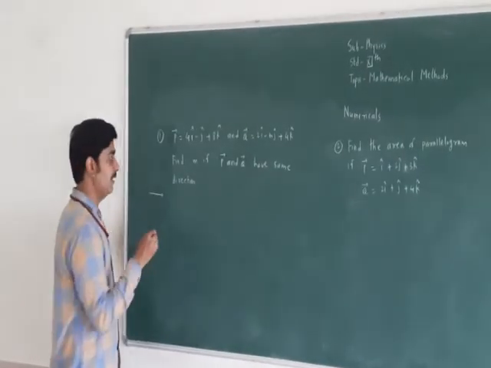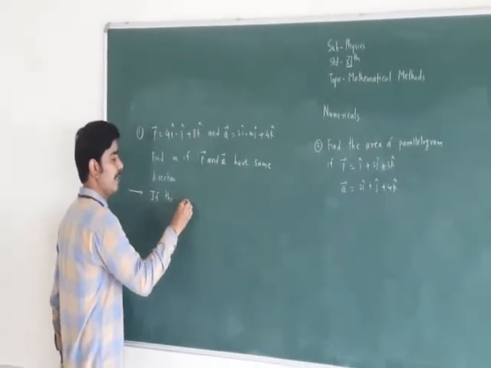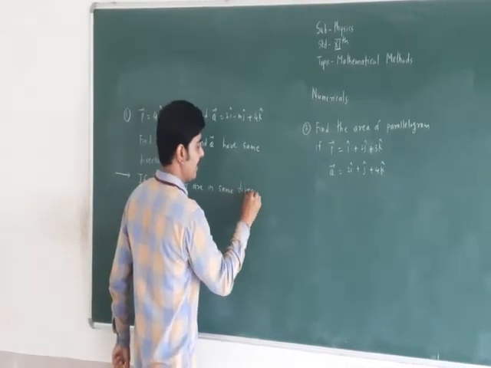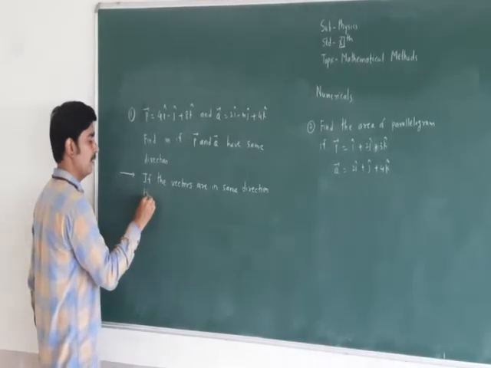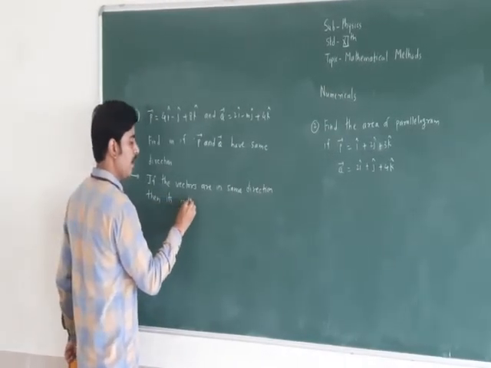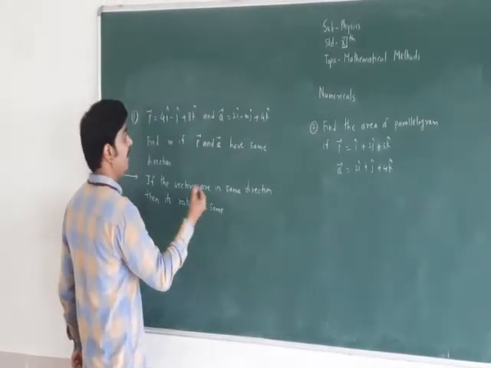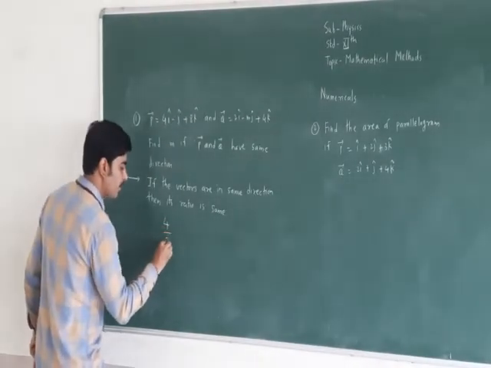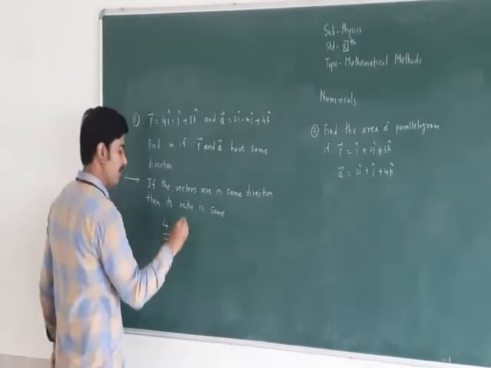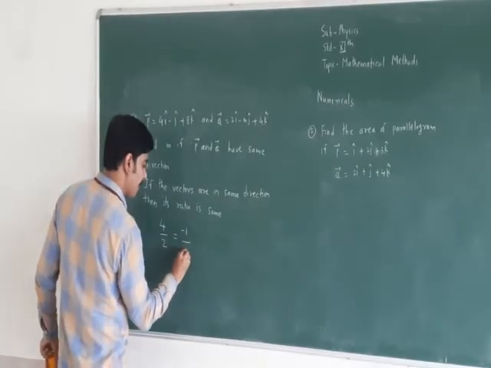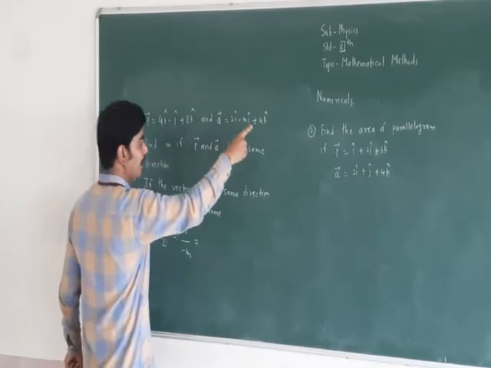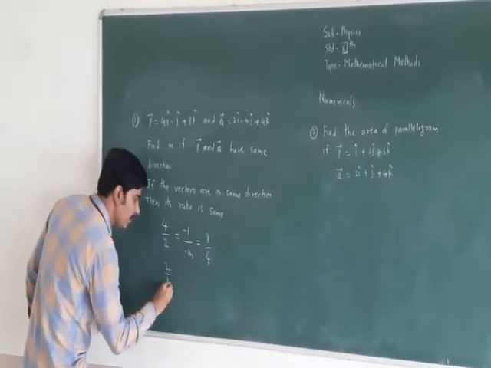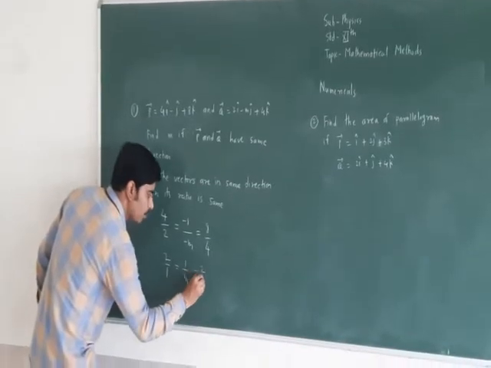Friends, we should write one sentence. If the vectors are in same direction, then its ratio is same. Okay, so we take the ratio of vector P and vector Q, that is 4 upon 2 is equal to minus 3 upon minus m is equal to 8 upon 4. Now the next step, here 2 upon 1 is equal to 3 upon m is equal to 2 upon 1.